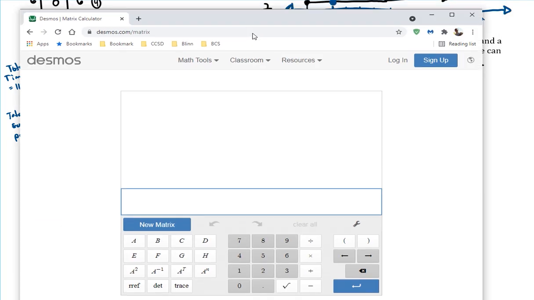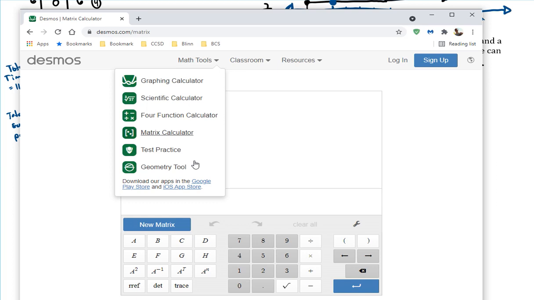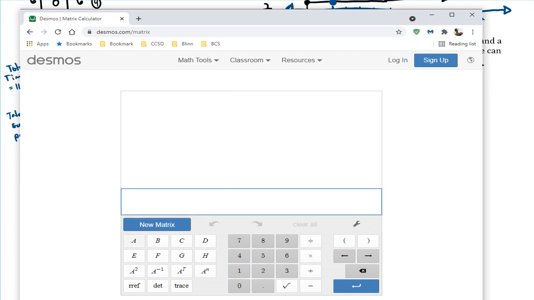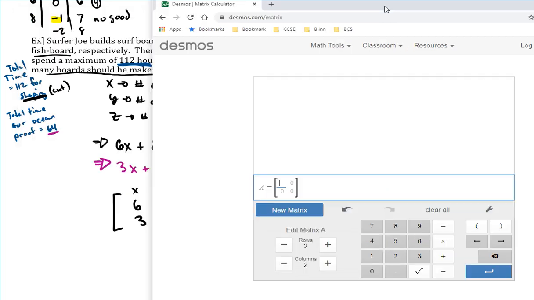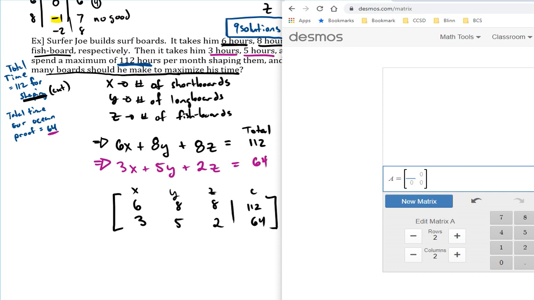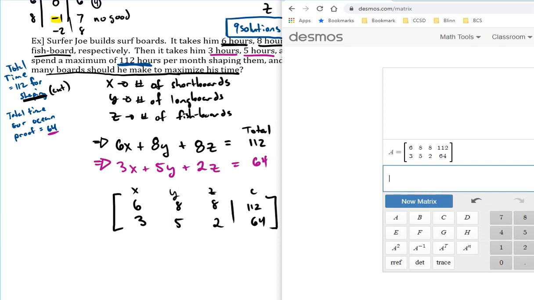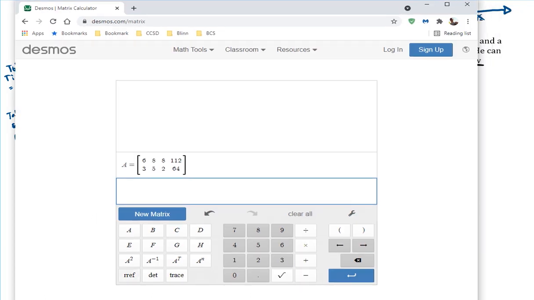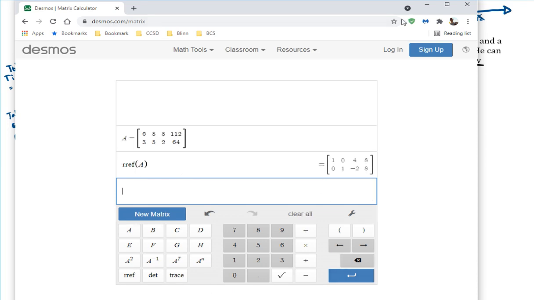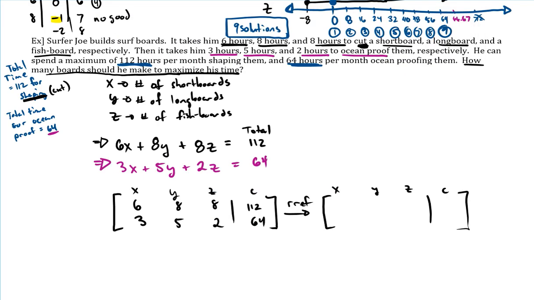Okay, so we've got our RREF. I'm going to use my free resource, Desmos, desmos.com, and then the Math Tools matrix. And then let's set up that matrix. Let's just say new matrix. And then we've got, all right, 2 rows and 4 columns. And then we'll enter those: 6, 8, 8, 112, 3, 5, 2, 64. Enter. And then now let's use the RREF function. So RREF on matrix A. And, well, there it is. So we've got 1048.